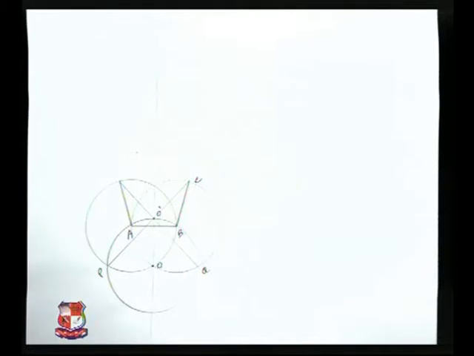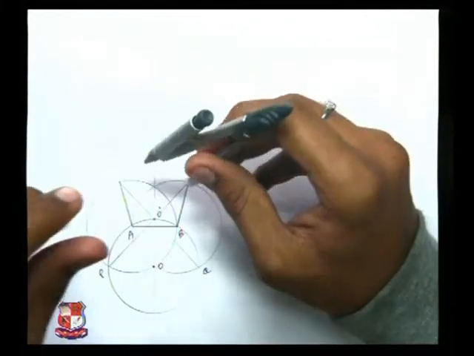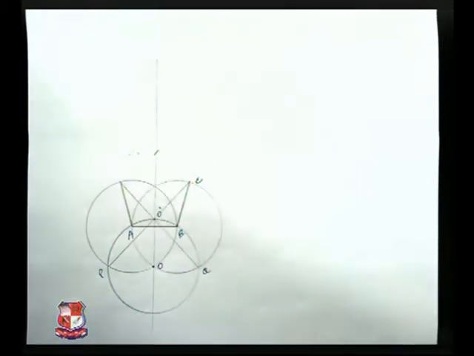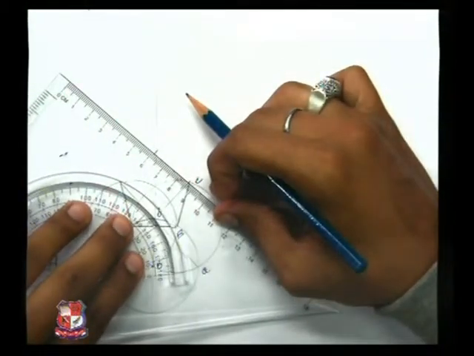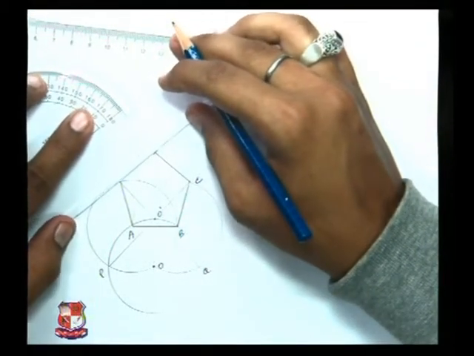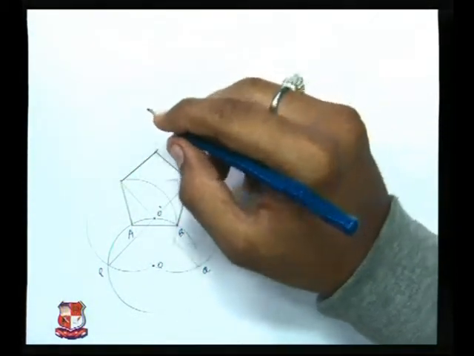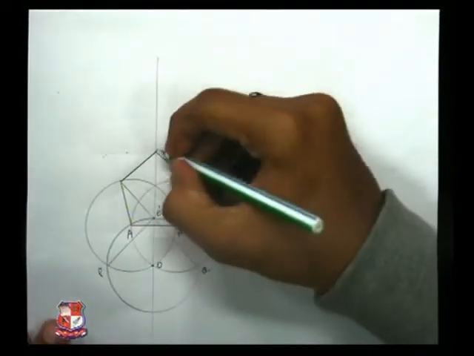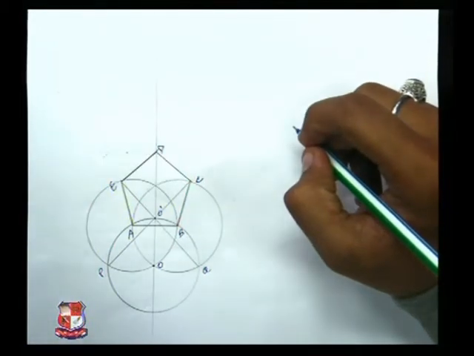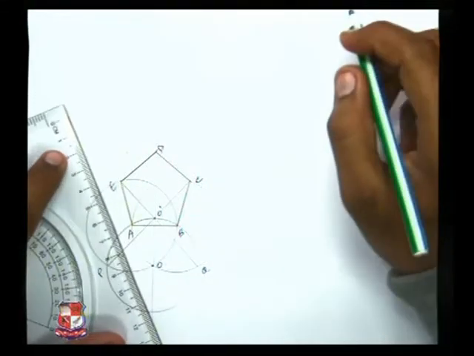Now only two sides are remaining. Take AB as radius and C as center, marking a point. We have got our five-sided figure. We have got the pentagon. This is D and this is E. This is our pentagon completed.